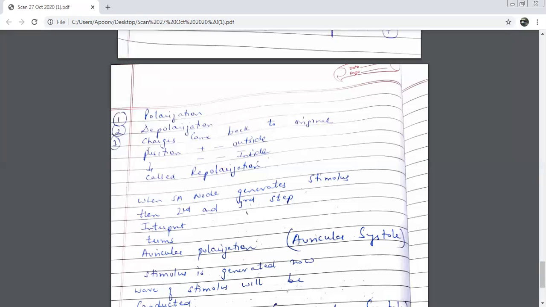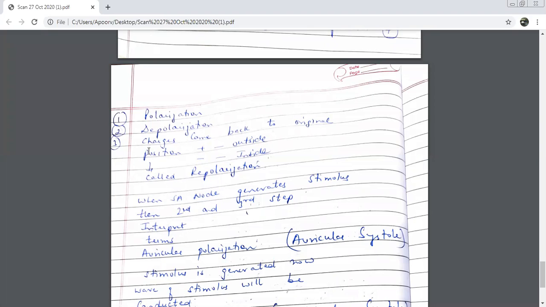From SA node, the impulse is going to travel with the help of special cardiac muscles. It will reach another node. What is the name of that node? AV node. AV node was very close to the junction between the interauricular and intraventricular septums. So, why doesn't the impulse go directly from auricles to ventricles? Why so complicated? Because of the presence of connective tissue. Very good. Connective tissue band, which is known as? Annular band. In some books, you may find annular pad is also written. Somewhere it is written annular bands.